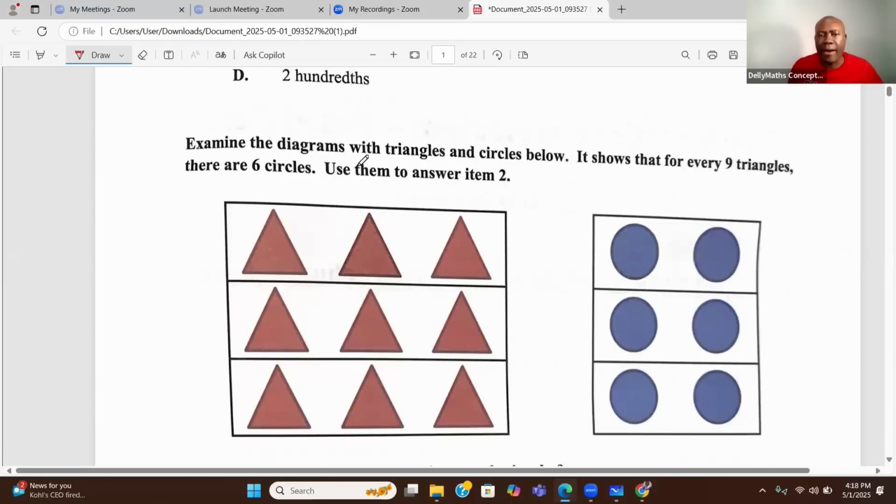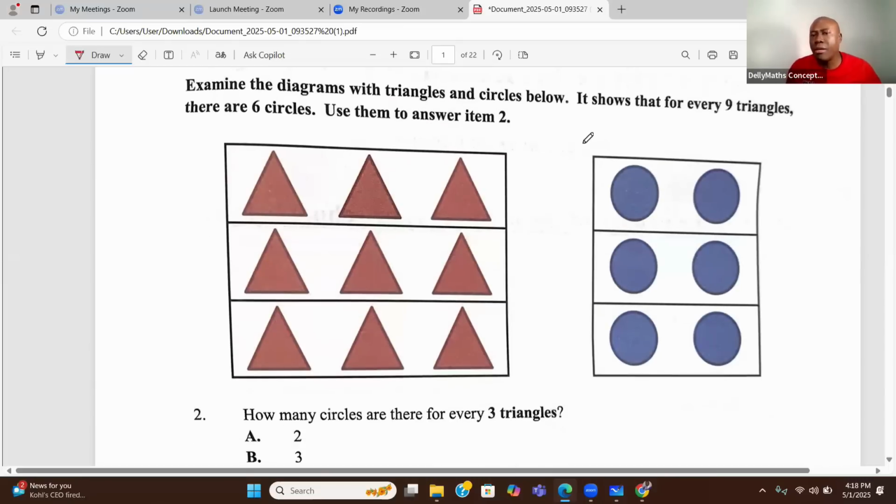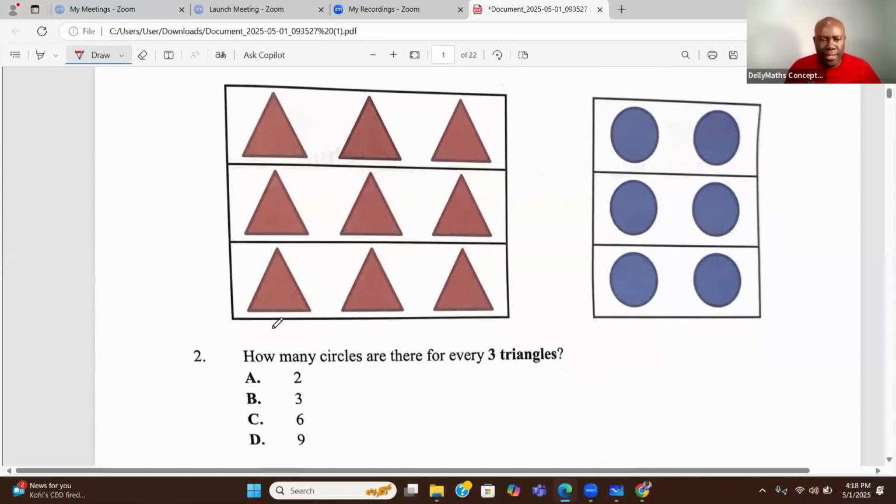Now it says, examine the diagram with the triangles and circles below. It shows that for every 9 triangles, there are 6 circles. We're going to use it to answer this question. How many circles are there for every 3 triangles? Watch this. We're talking about 9 to 6.